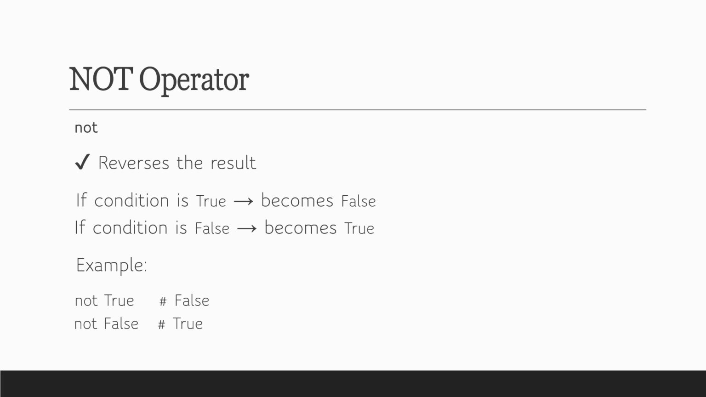Let us understand with examples. When we apply NOT to true, the result becomes false. When we apply NOT to false, the result becomes true. So remember, the NOT operator always flips the result to its opposite.